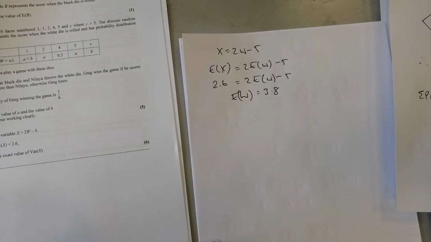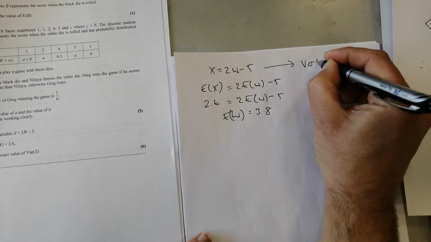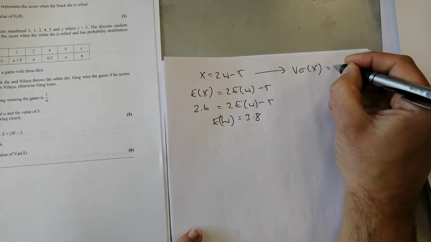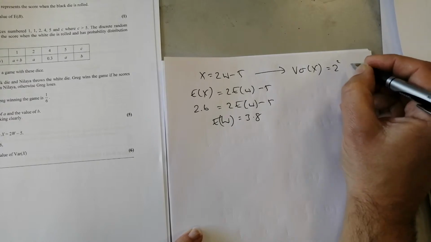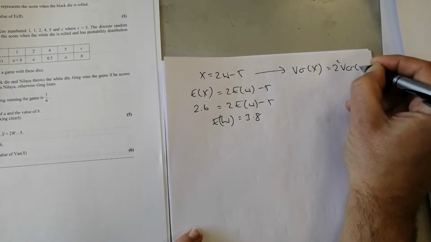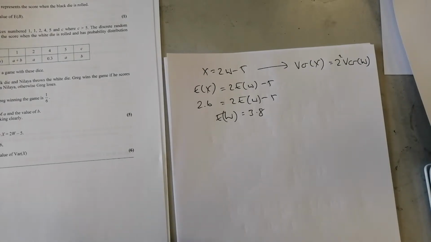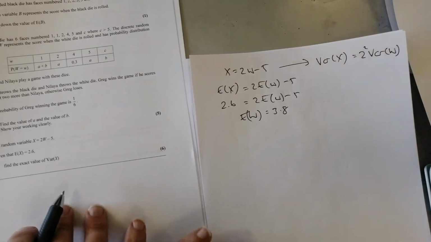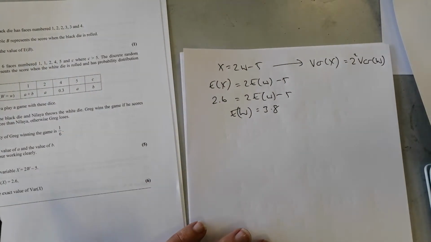Now we want the variance of x. If we go back to this idea with coding, the variance of x is going to be equal to 2 squared times the variance of w. So if we can work out the variance of w, then we can work out the variance of x. We've got E(w). In order to work out the next step, we really need to know what c is equal to. We can't do a lot until we know what c is.